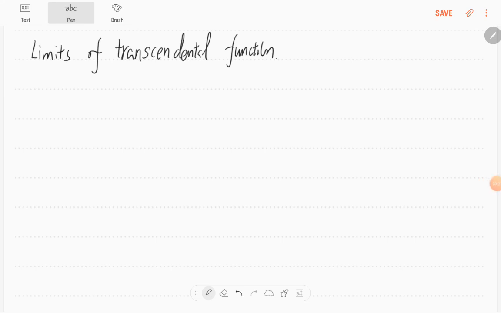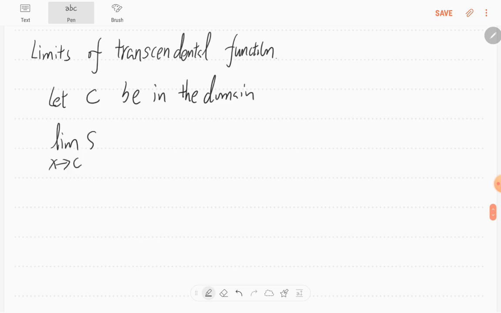Now let's look at more laws. The laws about the limits of transcendental functions. So we suppose let C be in the domain of each function. So the limit as x approaches C of sine x is sine C.